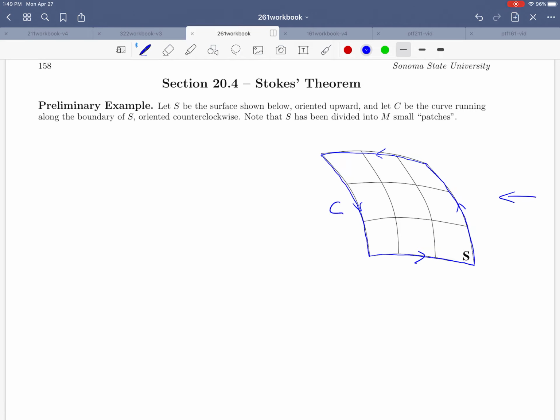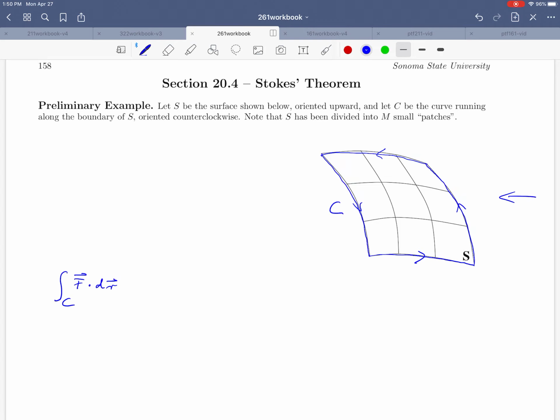Now we are going to compute the line integral of a vector field F around C in two different ways. So the first way we are going to compute it is pretty much the normal way. We have our curve C that goes around the outside of the surface S, and we have a vector field, and we are just going to compute the line integral. So we could do that.